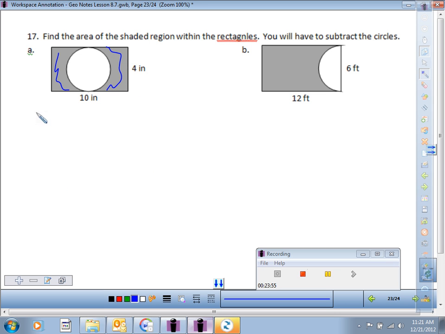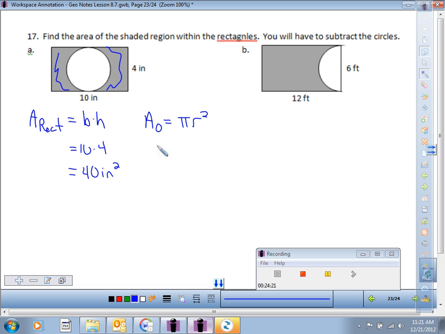So what we're going to do is set it up nice and neat. We're going to go to area of the rectangle equals, remember that's base times height. Area of the circle, which we just did, is pi r squared. We need to calculate both of these. For the rectangle, the base is 10. The height is 4, which is 40. So for the area of the rectangle, we have 40 inches squared.